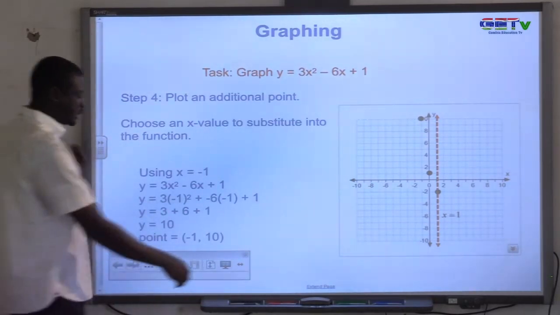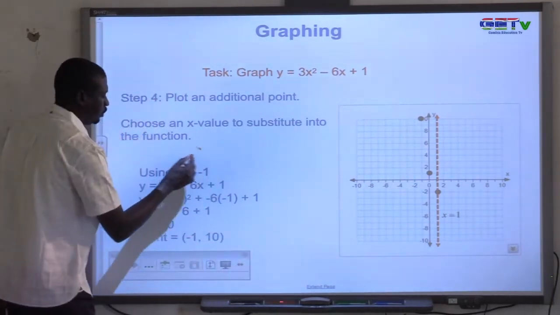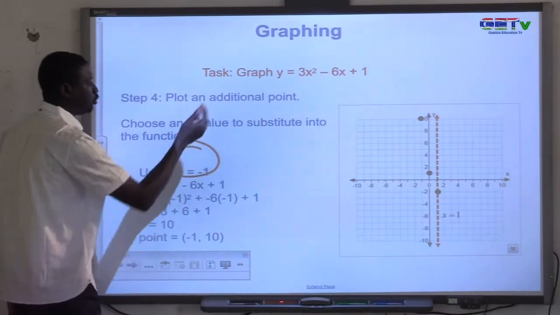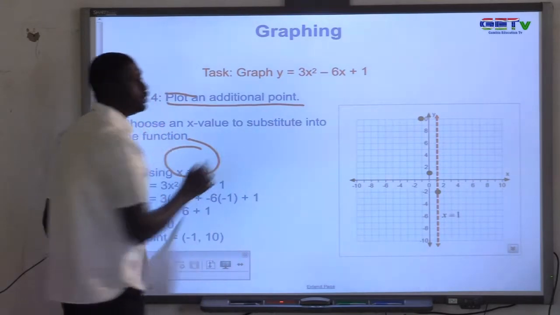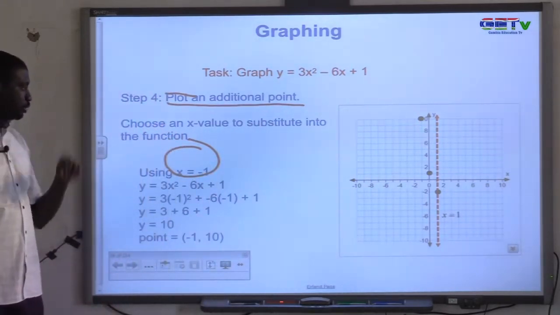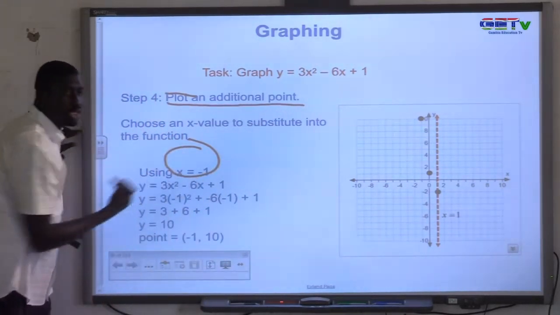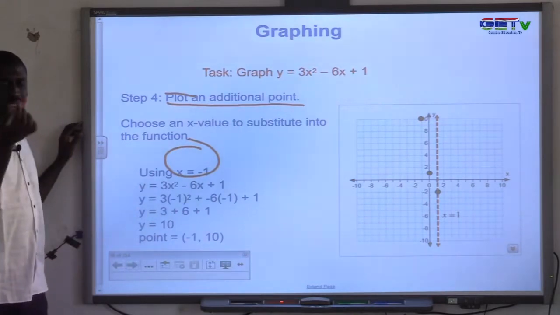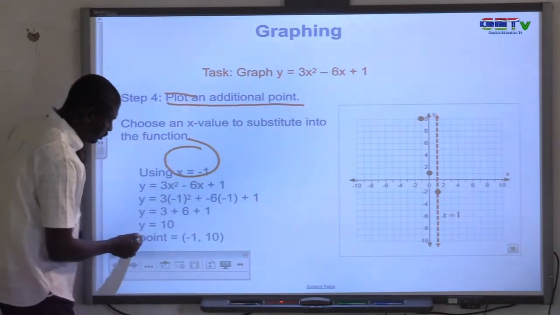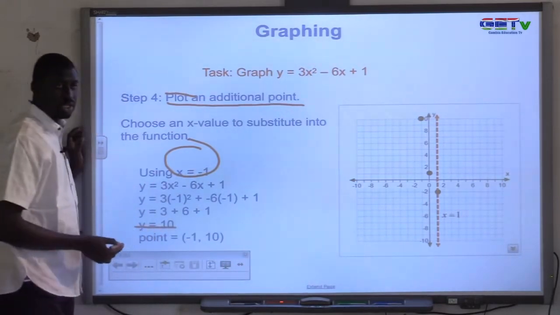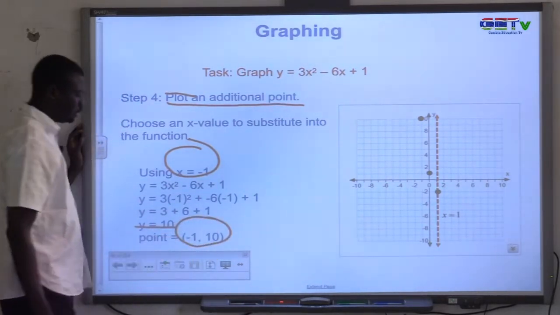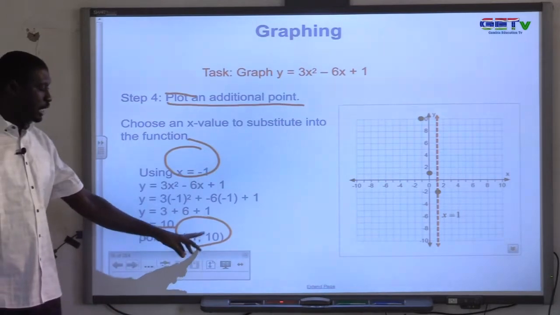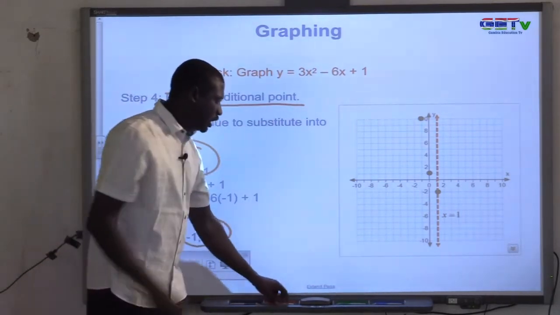So when x, the point that we choose, we have to plot another additional point. The point that we picked, the first point, is when x equals negative 1. When x is negative 1, y will give us 10. So we'll get the coordinate point that we need to plot. The point is negative 1 and 10. So we'll go back to the graph.